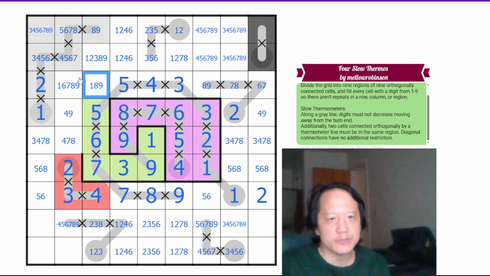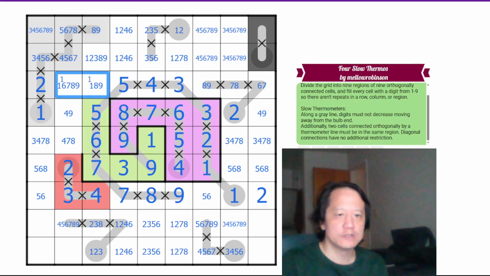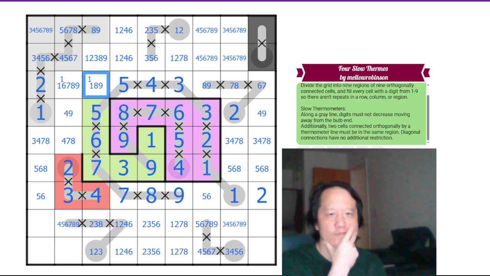One has to be one of these 2 digits here in row 4. Sorry, row 3.